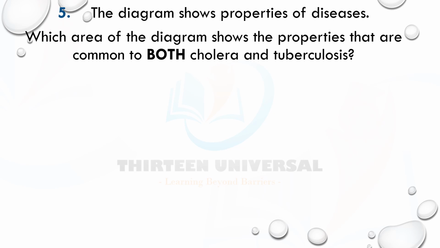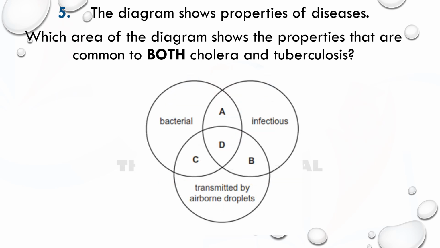The diagram shows properties of diseases. Which area of the diagram shows the properties that are common to both cholera and tuberculosis? They're both caused by bacteria. They're both infectious diseases because they can be passed on from one person to another. Transmitted by airborne droplets? No, this is only for tuberculosis. Cholera is through contaminated food and water. So A is the answer here.